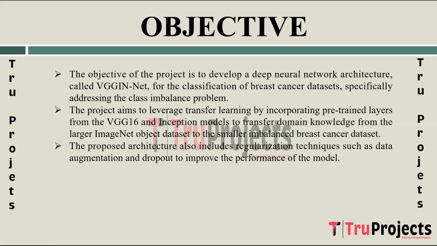To enhance the performance of VGGIN Net, regularization techniques such as data augmentation and dropout are implemented. Data augmentation involves creating variations of existing data to augment the training dataset artificially, while dropout helps prevent overfitting by randomly deactivating neurons during training.